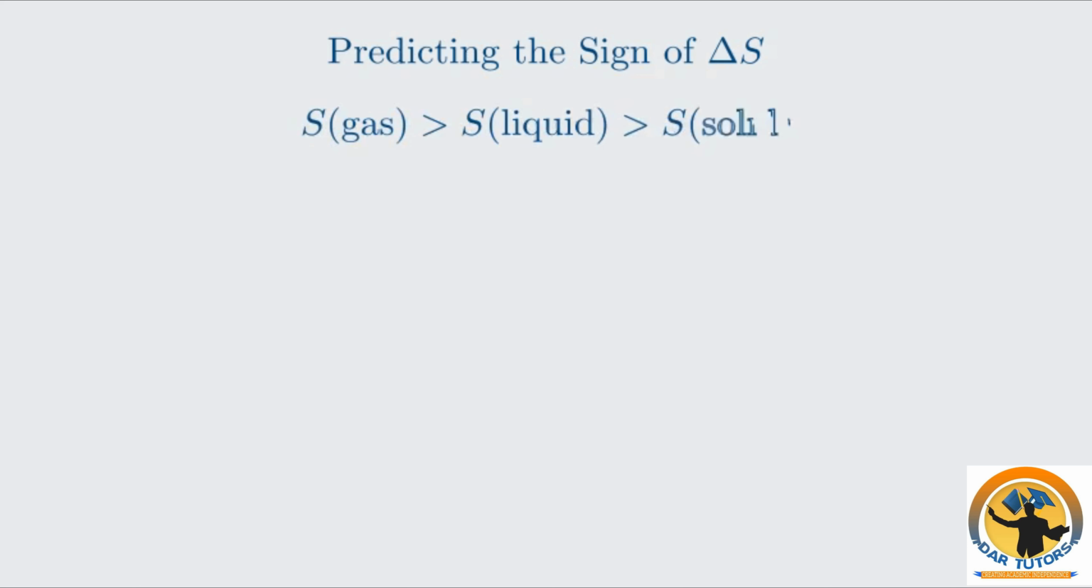For molecules containing a similar number of atoms, gases have the highest entropy, followed by liquids, and solids have the lowest entropy. This is because particles in a gas are highly dispersed and move randomly. Liquids are less ordered, and solids are highly structured lattices. Let's apply this rule. Consider the melting of ice. In this process, a highly ordered solid, ice, transforms into a less ordered liquid, water. Matter becomes more dispersed, so the entropy increases. ΔS is positive.